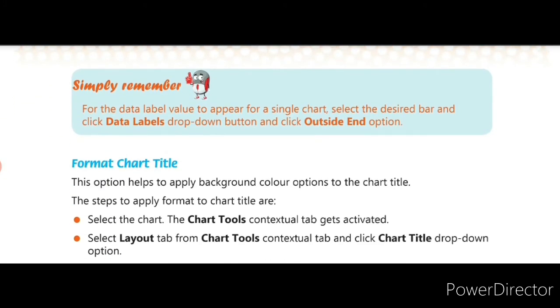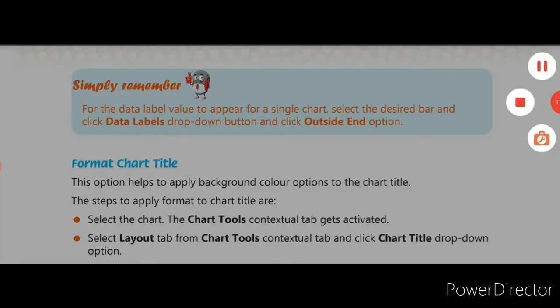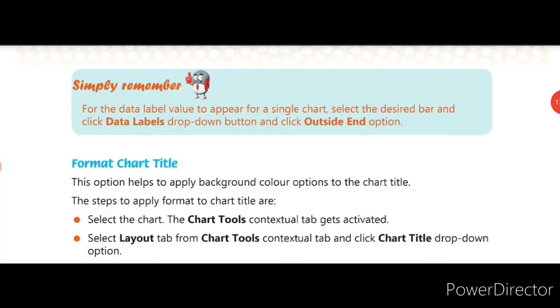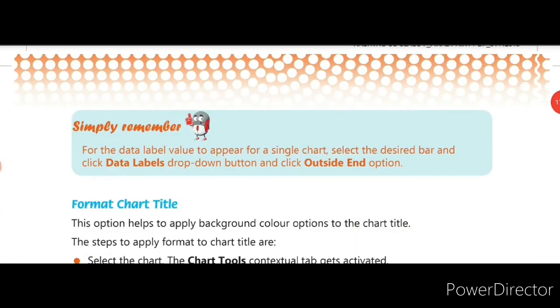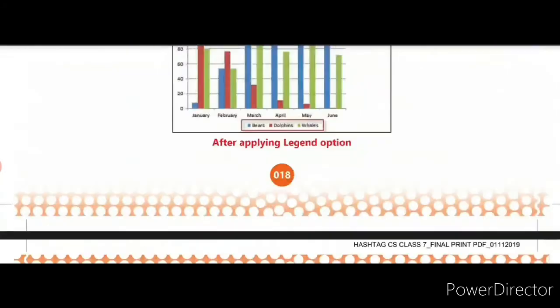For the data label value to appear on a single chart, select the desired bar, click the data labels drop down button and click the outside end option. Okay, this explains how to select the data labels to appear on the outer side. Okay, so this is about today's class, children. So let me have a quick recap of the topics we have covered today.